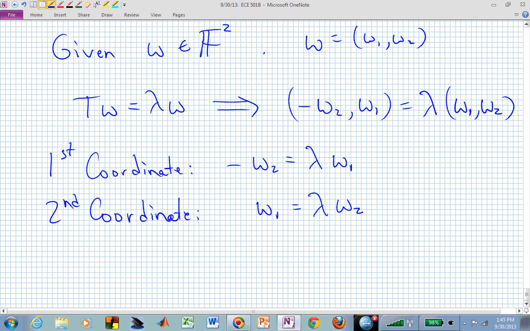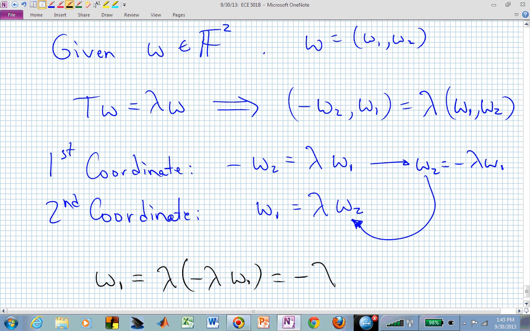And now what we can do is try to eliminate W2. We can take this and say, well, W2 is actually minus lambda W1, simply multiplying by minus 1 on both sides, and now use this value for W2 in this second equation. And what does that give us? That now gives us one equation involving lambda and W1. W1 is then lambda times minus lambda W1, or this is now minus lambda squared W1.